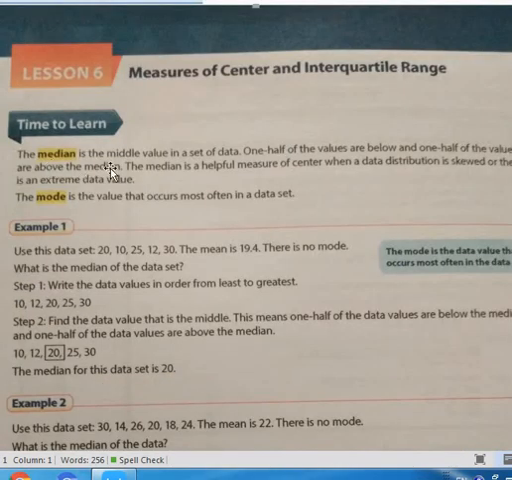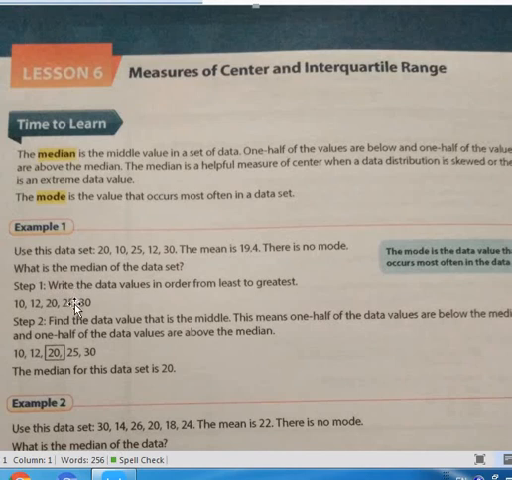So here the median is the middle value. One half of the values are below and the other half are above the median. The median is a helpful measure for center when the data distribution is skewed or there is an extreme data value. The mode is the value that occurs most often. The mode is the data value that occurs most often.